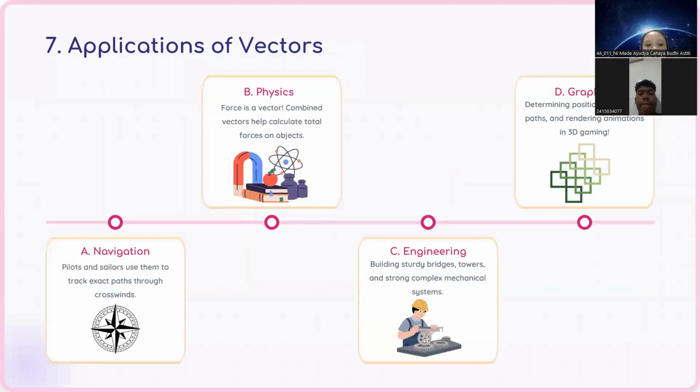Okay, next we have application of vector. So vectors are very useful in everyday life. The first application of vectors is in navigation. So pilots and sailors use vectors to determine direction and movement. For example, an airplane may move 200 km east and 100 km north. Vectors help describe this movement accurately.